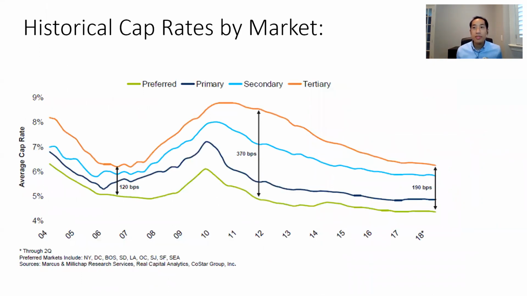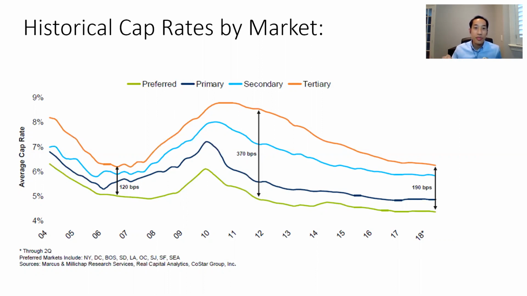So we talked about what drives cap rates, and depending on the market that you're in, whether it's preferred, primary, secondary, tertiary. Preferred being sort of your top markets: New York, DC, Boston, LA, things like that. Those range from anywhere from 6% and dropped all the way down to probably 4% in the last couple of years. And your tertiary markets are the things that are outside the big city, and those range from anywhere from 8% and got down probably all the way to 6% in the last couple of years.